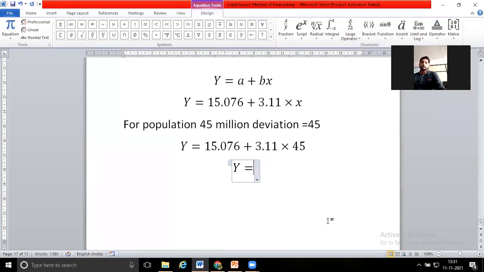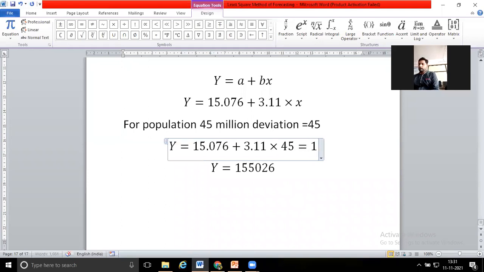Y is equal to 1,55,026. Okay, 155,026. Right? This is the answer. Everybody getting this same answer? Okay, 155,026. So that will be the answer for this.